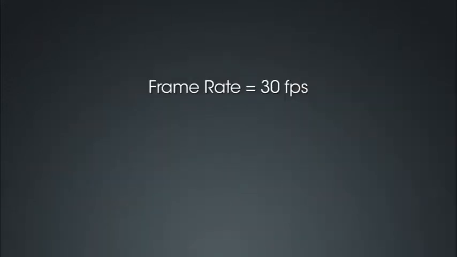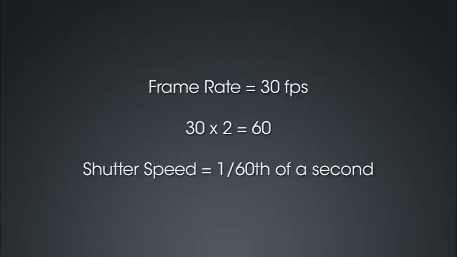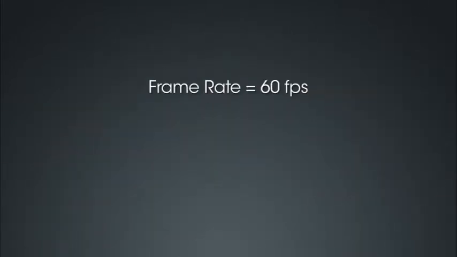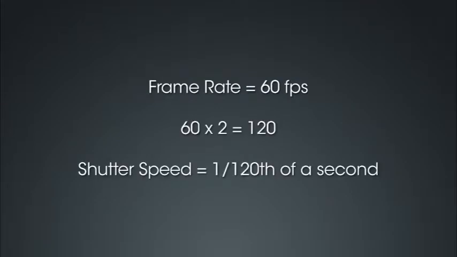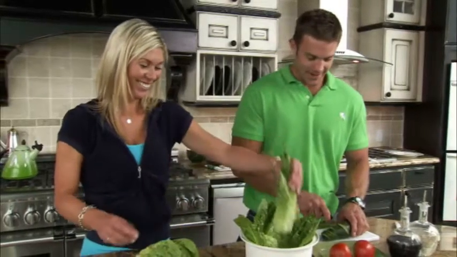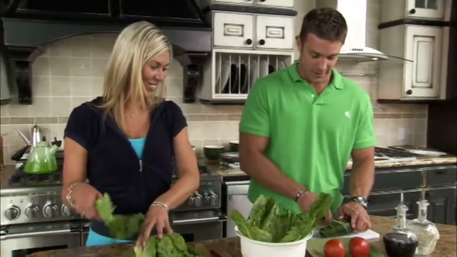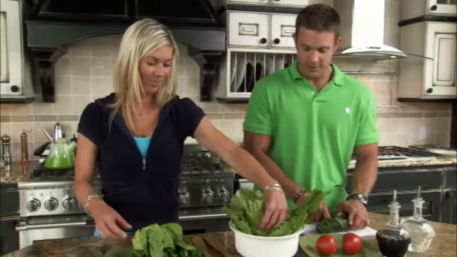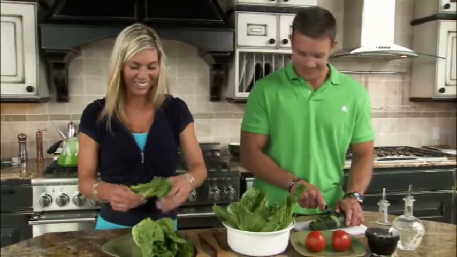If you were shooting 30 frames per second frame rate, you would choose 1/60th of a second for a shutter speed. And if you were shooting at a 60 frames per second frame rate, you could choose 1/120th of a second for a shutter speed. Using the 180-degree shutter rule will help you ensure that your movie will have smooth motion with minimal blur.